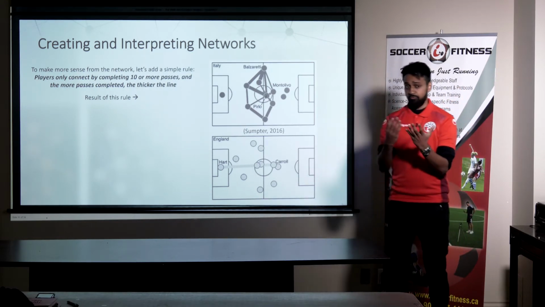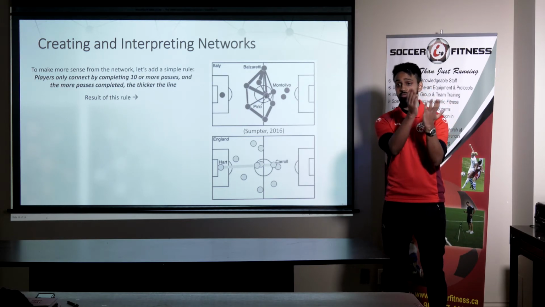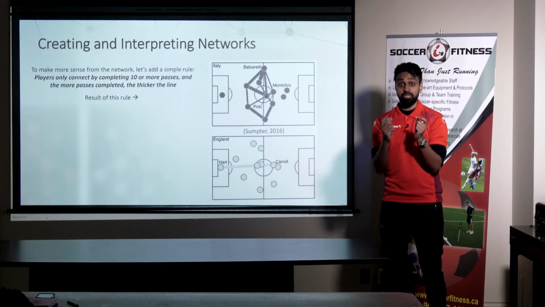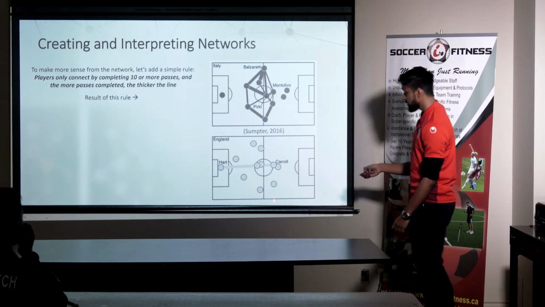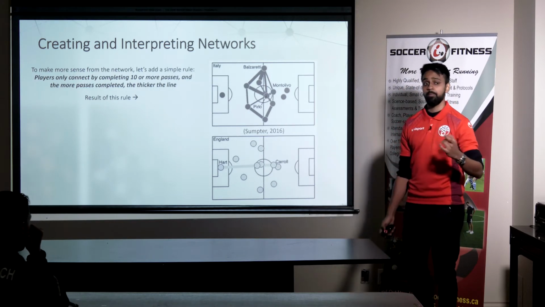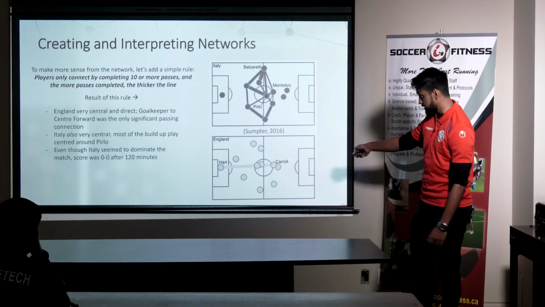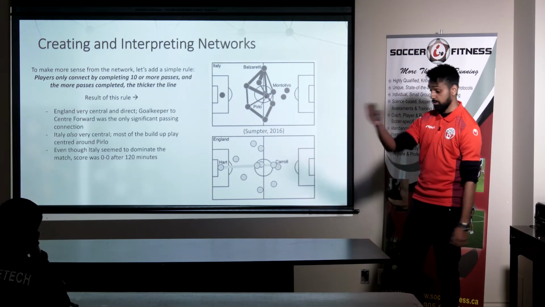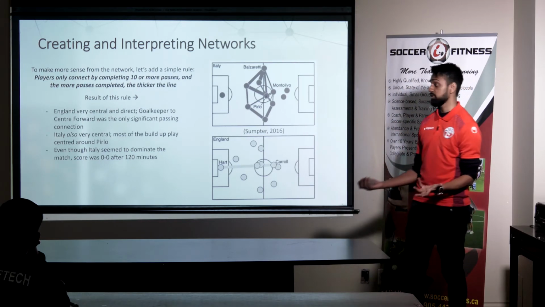If we were looking at our stat sheet, for example, as we saw at the start, we'd see possession, whatever, 75%, shots on target, all this. But at the end of the day, it was 0-0. So this actually helps us understand why that may have happened. England, as we saw, very central, very direct, goalkeeper to center forward. That's the only significant passing combination they had.